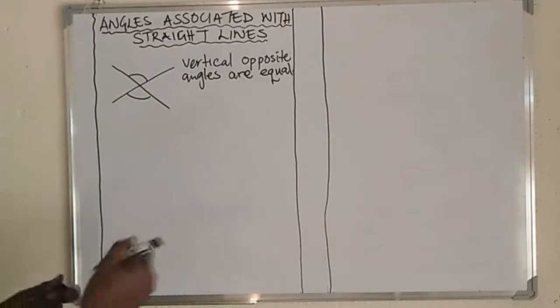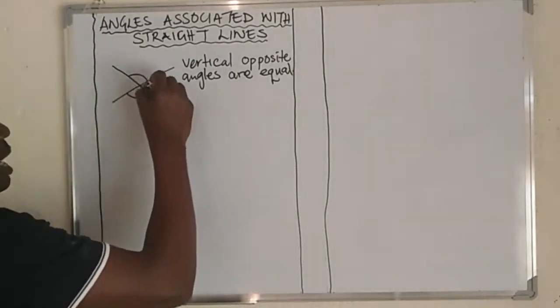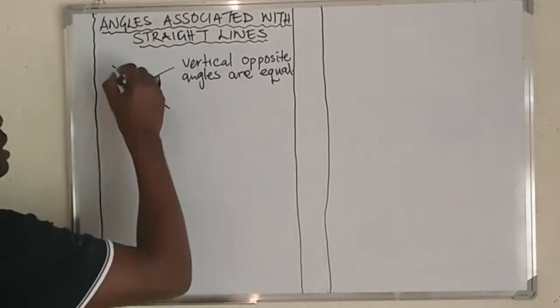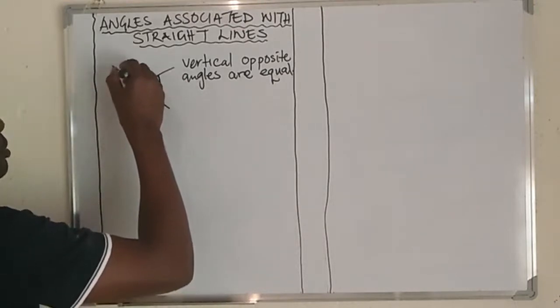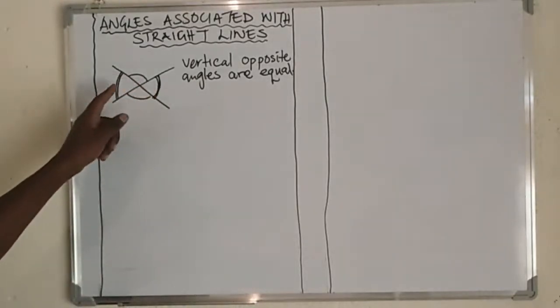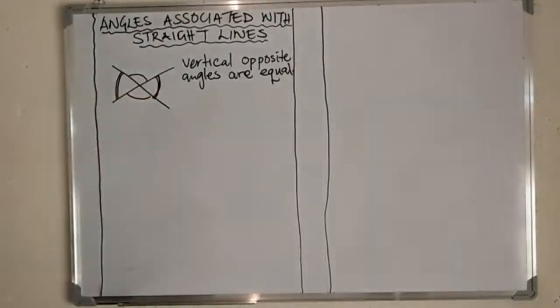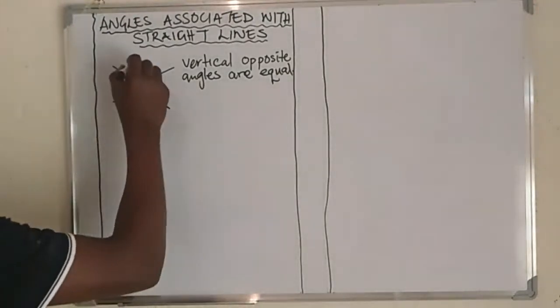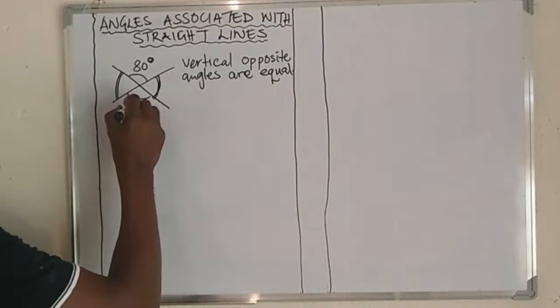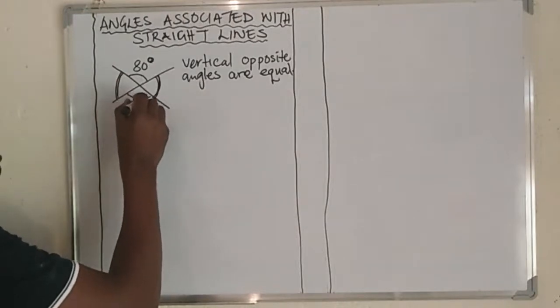Then this angle and this angle, let me just double the lines, and this angle, they are equal to each other. This angle and this angle, they are equal to each other. If this is 80 degrees, that means even this one will be 80 degrees.